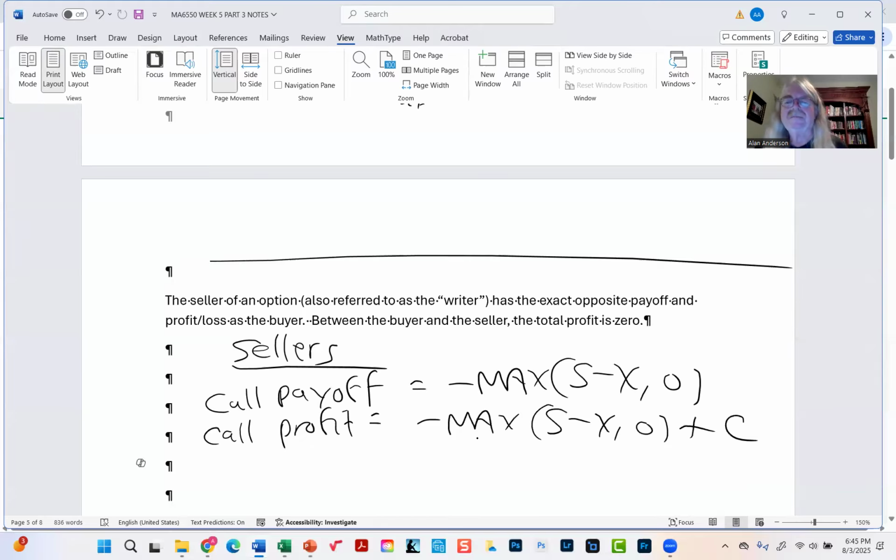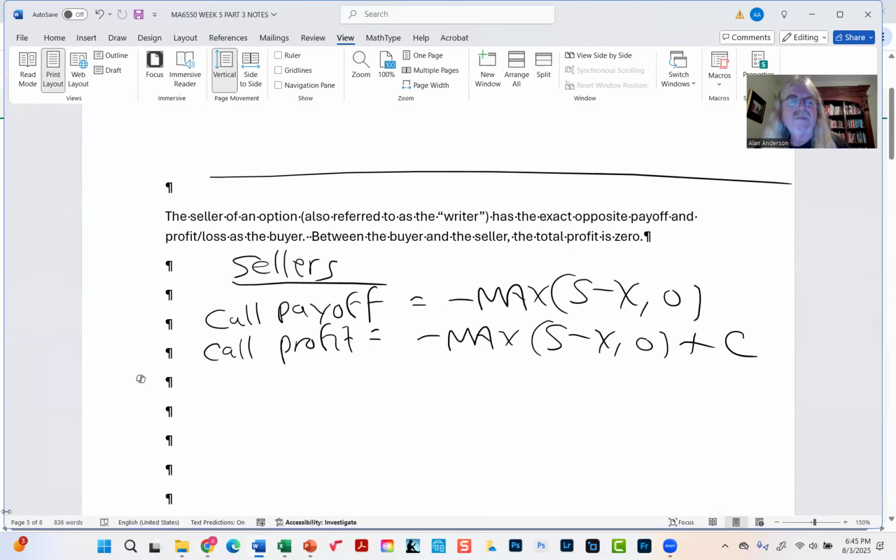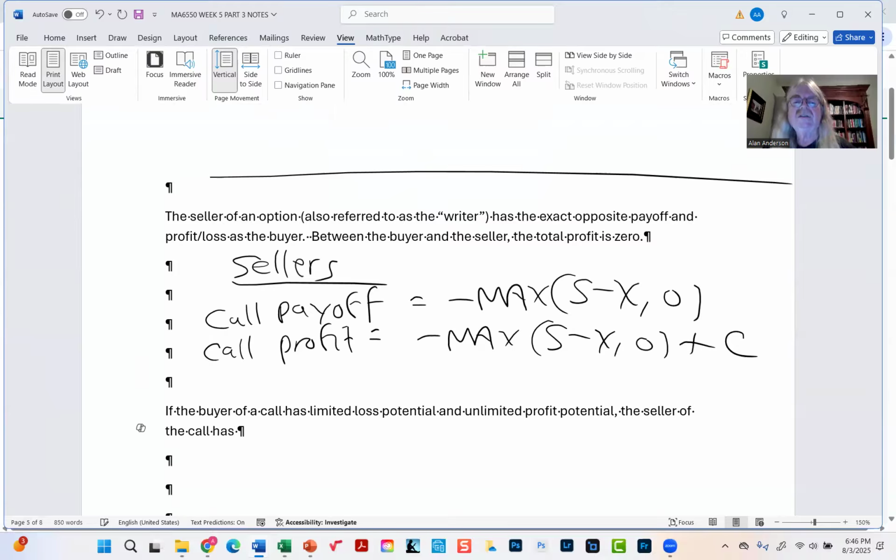And in fact, when you think about it, if the buyer of a call has limited loss potential and unlimited profit potential, what does it say about the seller? The seller of the call has an unlimited loss potential and a limited profit potential. Not a sweet position to be in.